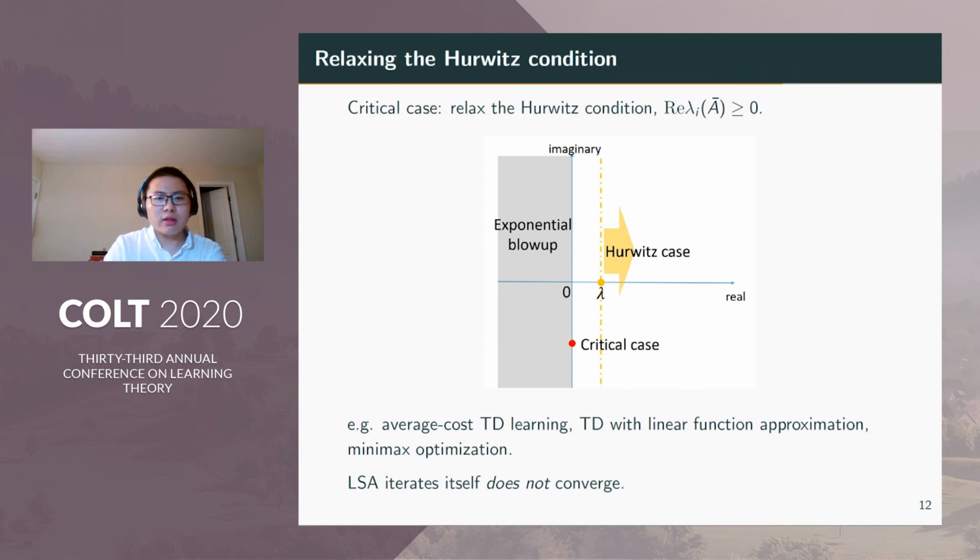But between the two cases, there is an interesting case, which is the critical case. In many applications, the minimum real part of the eigenvalues can be exactly 0, or even if it's non-zero, it can be so extremely small that it's not useful. This can happen, for example, in average cost TD learning or TD with linear function approximation. This also happens with stochastic minimax optimization. An important thing to note in such a setting is that the LSA iterate itself does not converge at all.